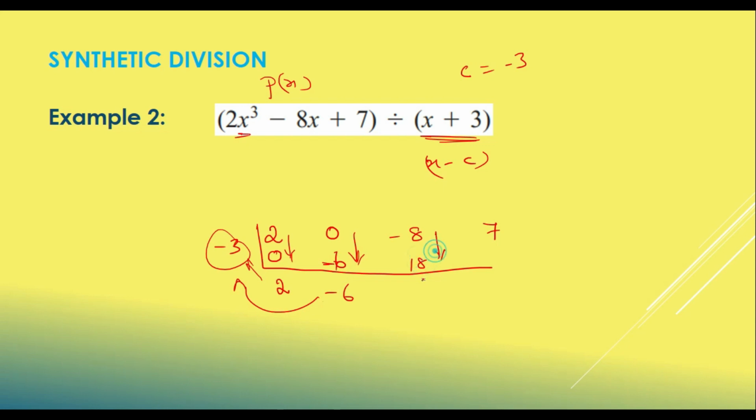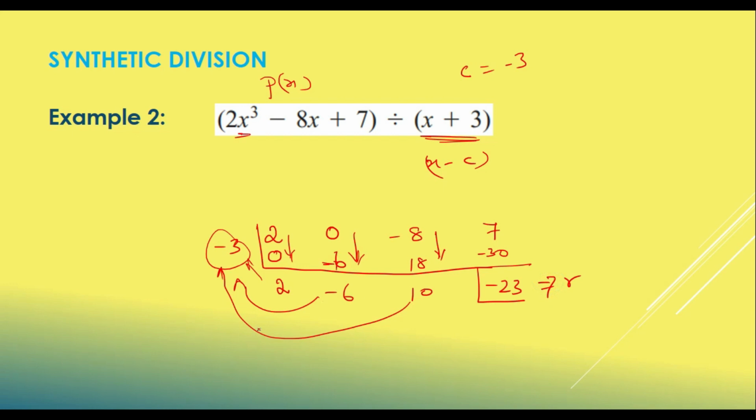Add downwards. Minus 8 plus 18, yes, 10. Multiply this 10 with the minus 3. It is minus 30. Now add, at the end you will get the remainder. This is the last term, so we will consider this as our remainder. Minus 30 plus 7 is minus 23, which is the remainder.